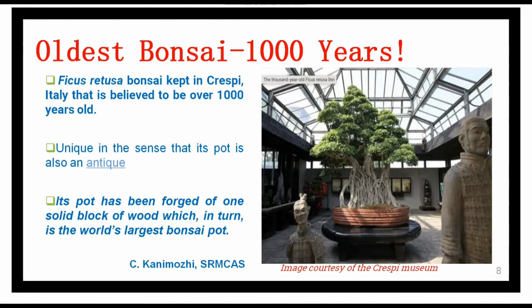And this is the picture of a bonsai which is 1,000 years old. The species present here is a Ficus retusa bonsai, which is kept in Crespi, Italy. This is believed to be around 1,000 years old. It is also unique in the sense that the pot is also an antique piece, and the pot has been forged of one solid block of wood, which in turn is the world's largest bonsai found.